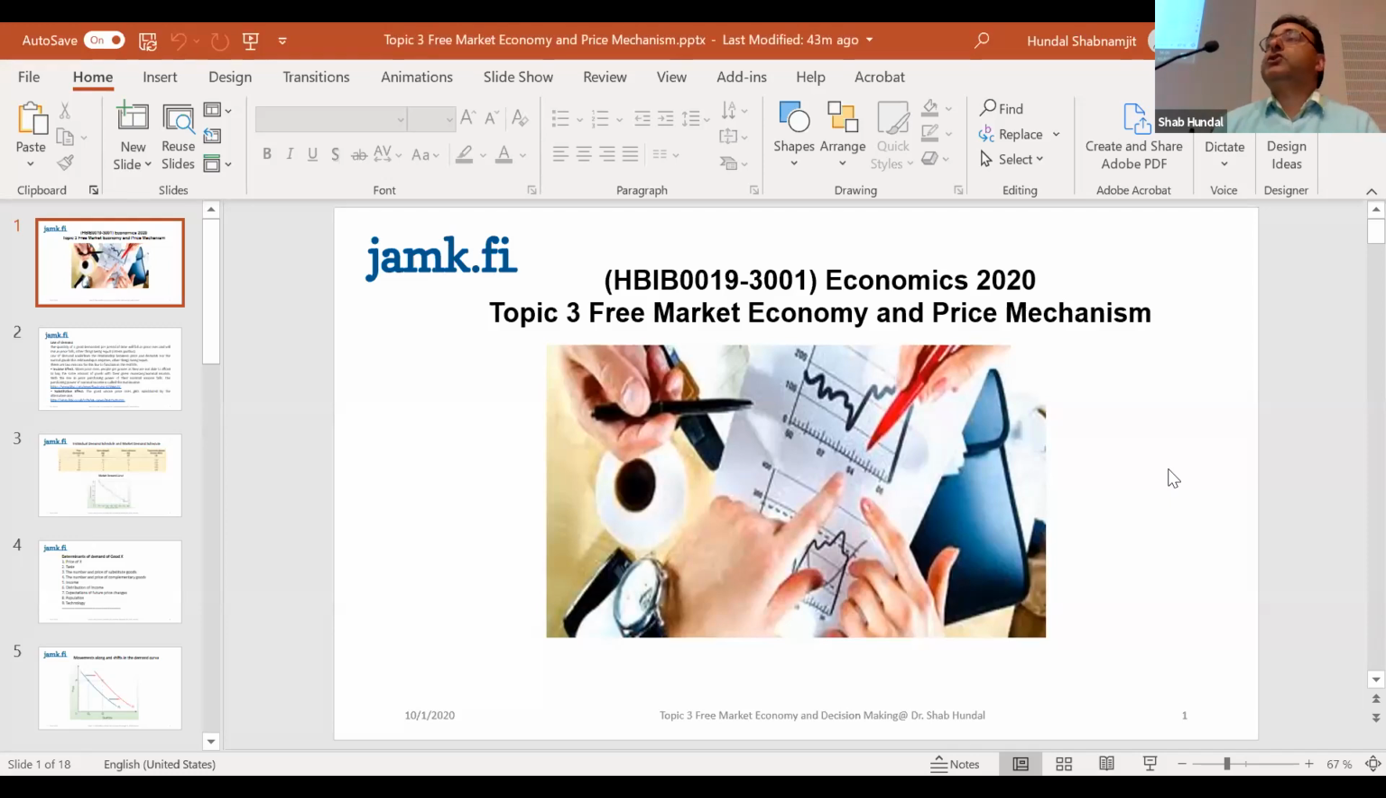And the topic which I want to start and discuss with you today, and hopefully we finish it as well, is free market economy and the price mechanism. If I have to reckon the most important topic in the entire course, I would reckon it the free market economy and the price mechanism, because this topic is actually the backbone of the entire market system. The entire market economy is based on this system of free market and the price mechanism.